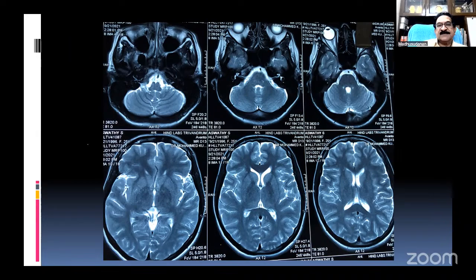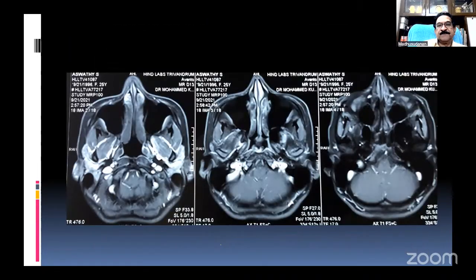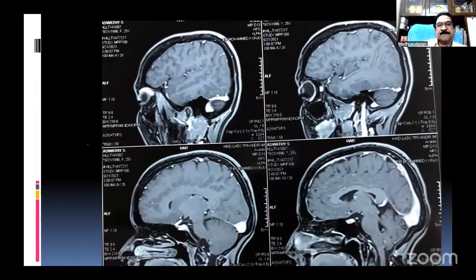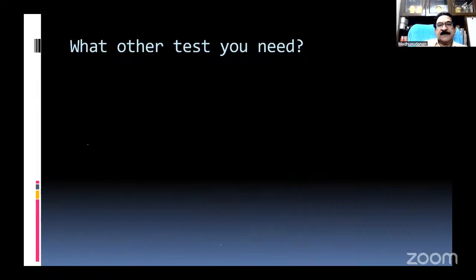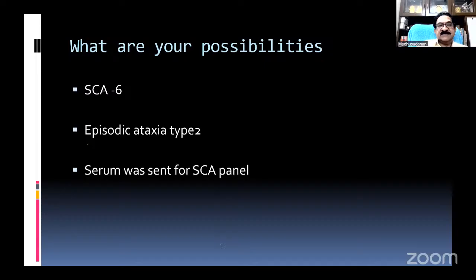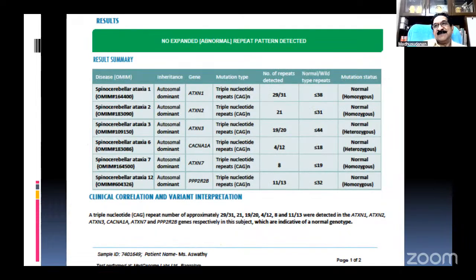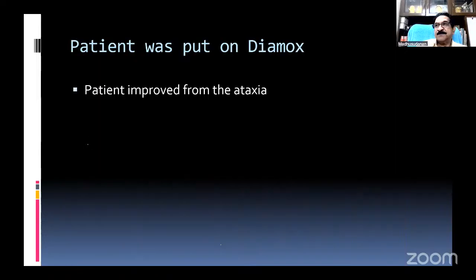She got an MRI, which was normal. This is a possibility of SCA6 or episodic ataxia, and serum was sent for the SCA panel. Again, the SCA panel was negative in this particular lady. She was also put on Diamox and improved from the ataxia, but the nystagmus did not improve.